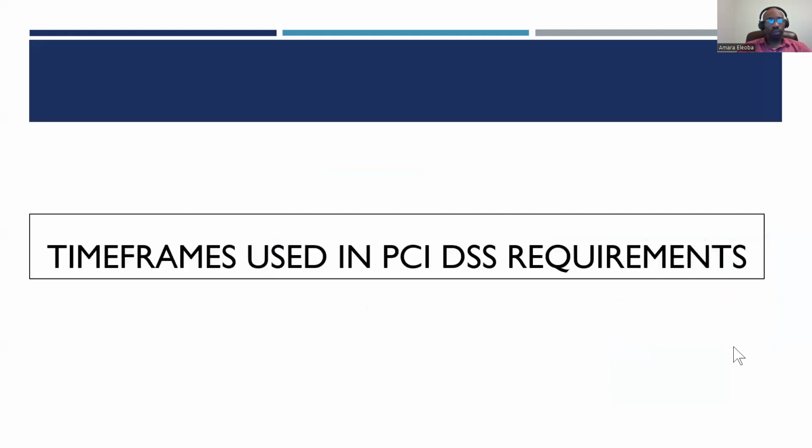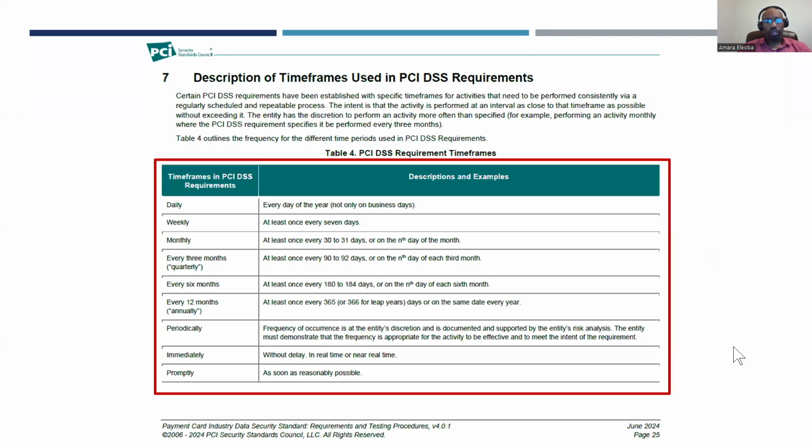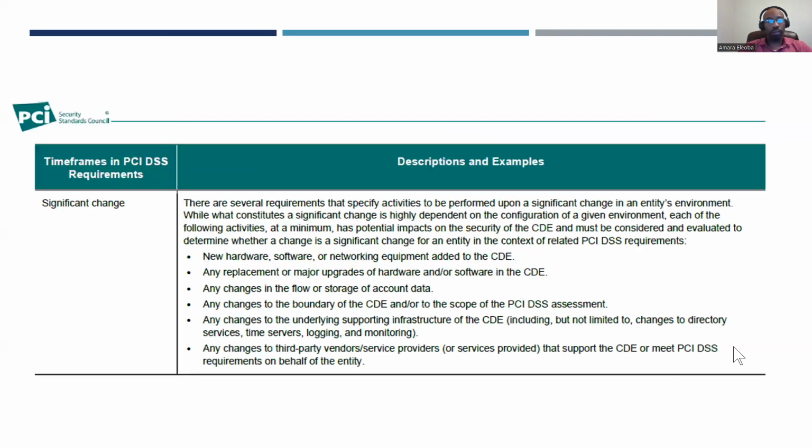All right, so timeframes that are being used in PCI DSS requirements. You can see here daily, weekly, monthly, every 3 months, every 6 months, every 12 months, periodically, immediately. When you hear the word immediately, that's without delay. When you hear promptly, that's as soon as reasonably possible. Then within 6 months: if you see every 6 months or biannually, it's at least once every 100 to 184 days. You need to perform whatever PCI says, if it says every 6 months or biannually.